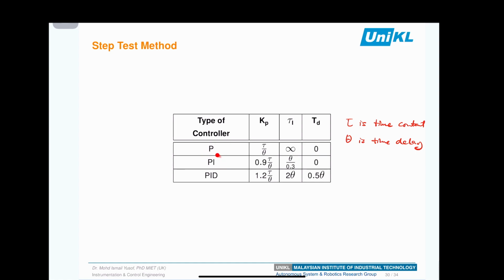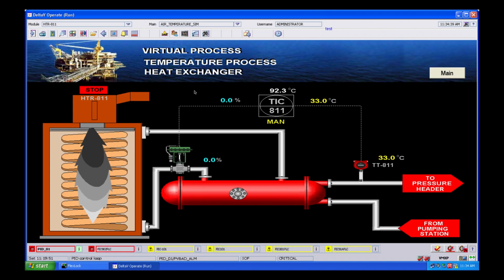For proportional plus integral, we have to multiply the time constant by 0.9 divided by theta, which is the time delay, and the integral time is set by time delay divided by 0.3. Meanwhile, for proportional, integral, and derivative, we have to multiply the time constant by 1.2 over time delay. For integral time, we multiply the time delay by 2, and for derivative time we multiply the time delay by 0.5.